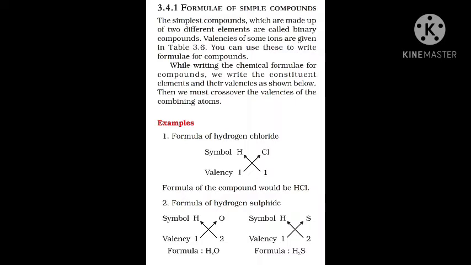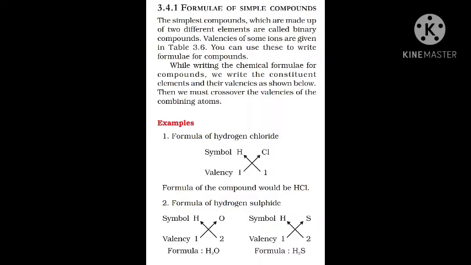While writing the chemical formulae for compounds, you should write the constituent elements and their valencies as shown below. Then you should crisscross the valencies of the combining atoms. Some examples are given. Let us learn how to write the formulae.